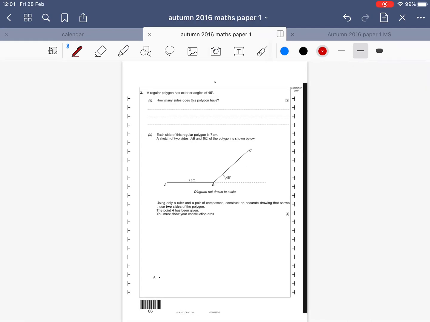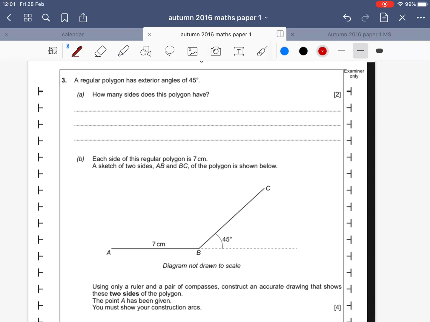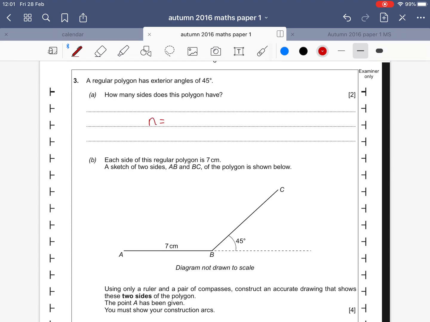Okay, next page. A regular polygon has exterior angles of 45 degrees. How many sides does the polygon have? To find out how many sides something has, you do 360 divided by your exterior angle, because all your exterior angles add up to 360. So the number of sides therefore is 8, because 360 divided by 45 is 8.